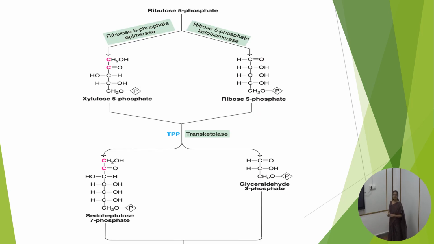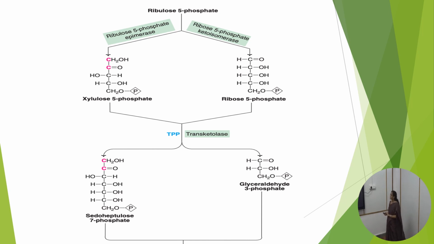And we will see non-oxidative phase of the HMP shunt. So this ribulose 5-phosphate is there, which is the product of the oxidative phase. Here, the epimerase enzyme acts on ribulose 5-phosphate and it forms xylulose 5-phosphate. And another enzyme, ketoisomerase, acts on ribulose 5-phosphate and forms ribose 5-phosphate. So when epimerase acts on ribulose 5-phosphate, it gives xylulose 5-phosphate. When ketoisomerase acts on ribulose 5-phosphate, it forms ribose 5-phosphate.